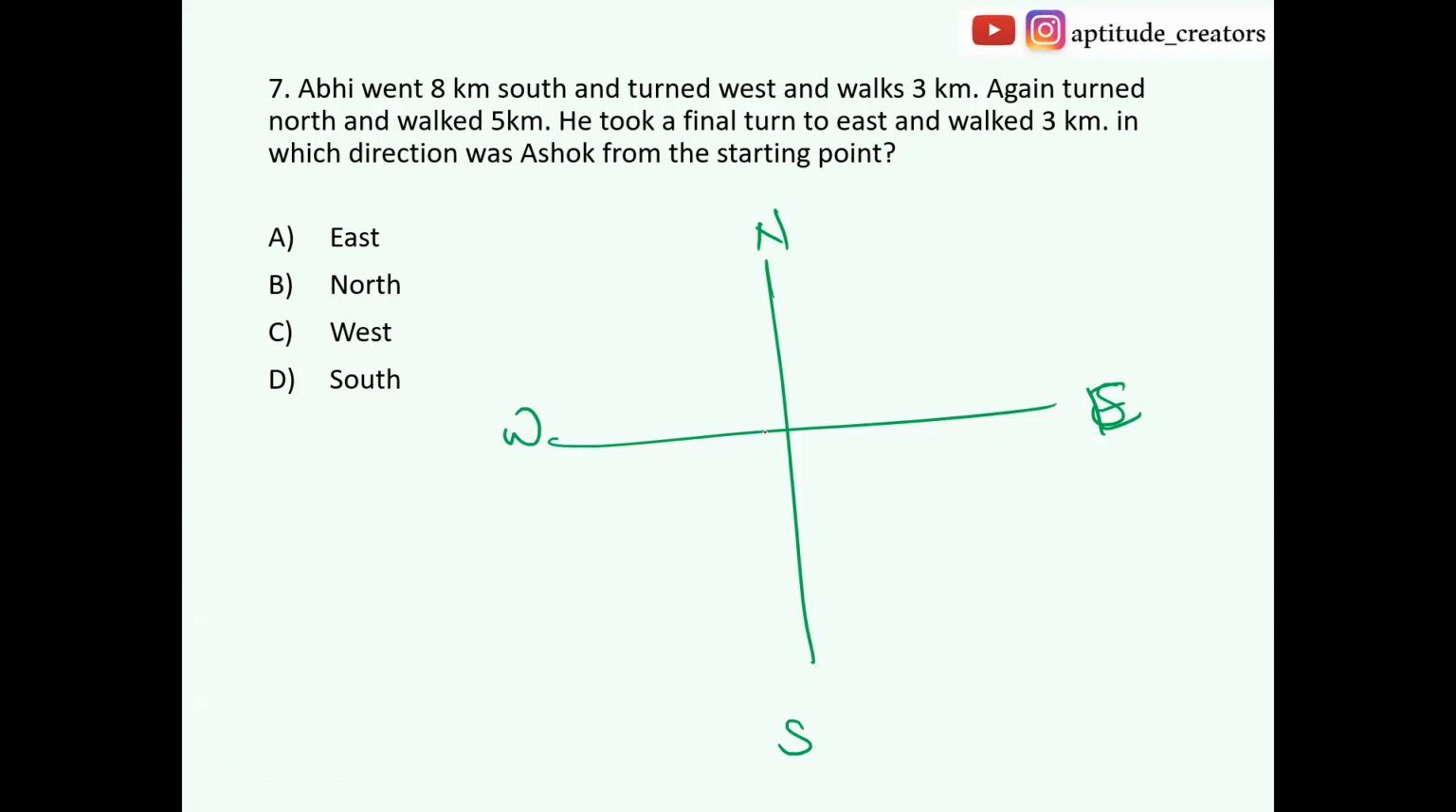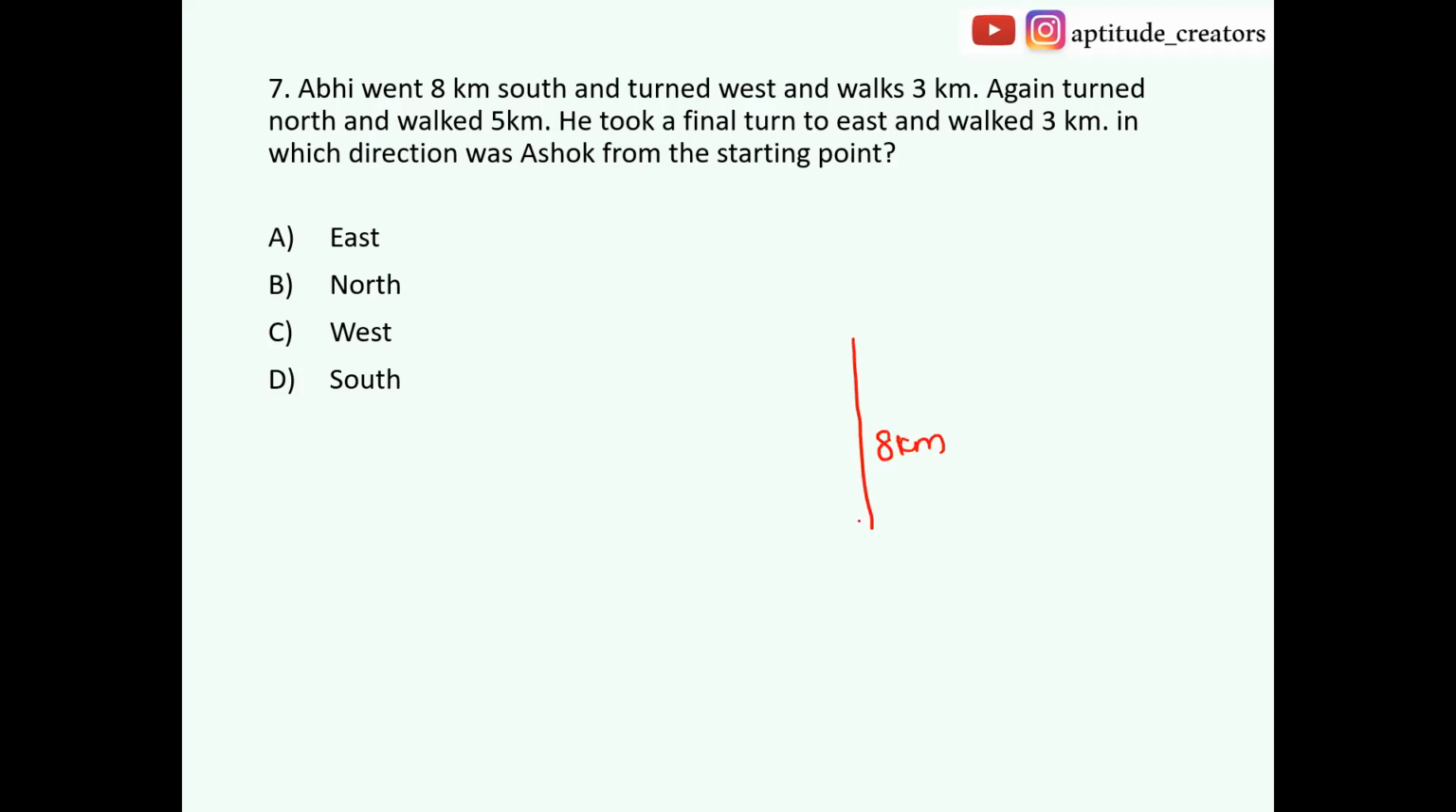Abhi went 8 kilometers towards the south direction. This is 8 kilometers. He turned west and walks 3 kilometers. Again he turned north and walked 5 kilometers.